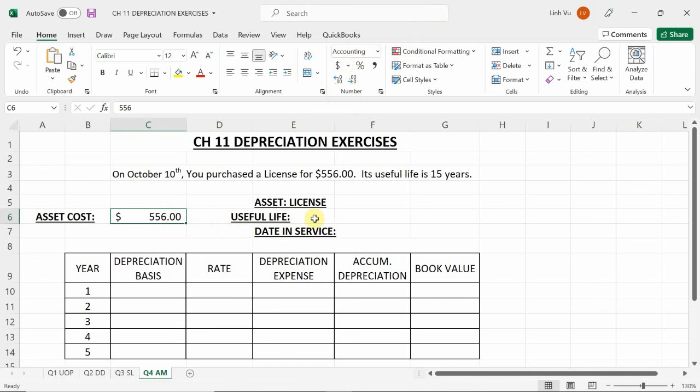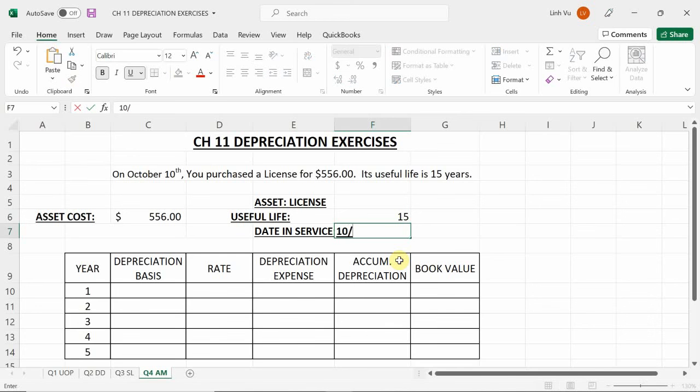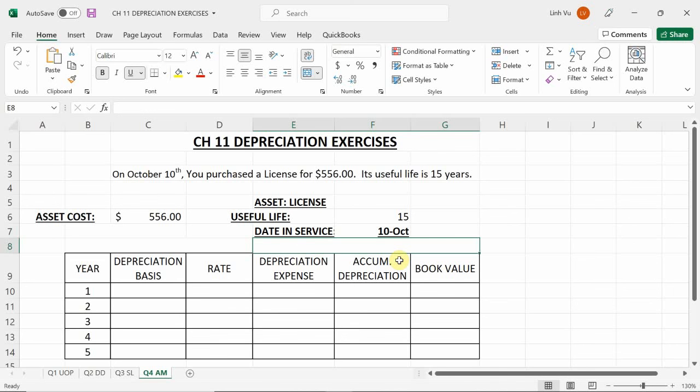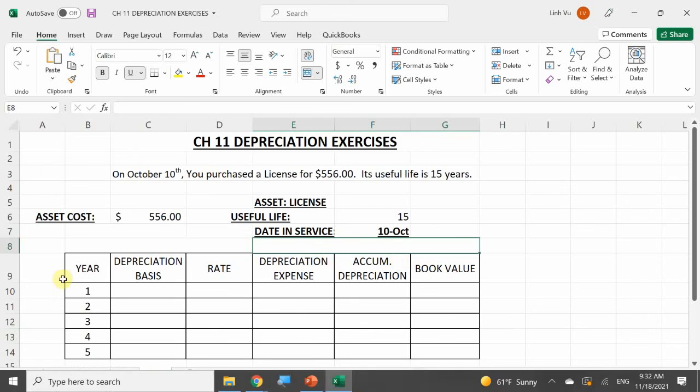$556. What is my useful life? 15 years. And of course, when is the date that I placed in service? In this case, I purchased it as of October 10. So what does that tell me? I have to depreciate it starting as of October.